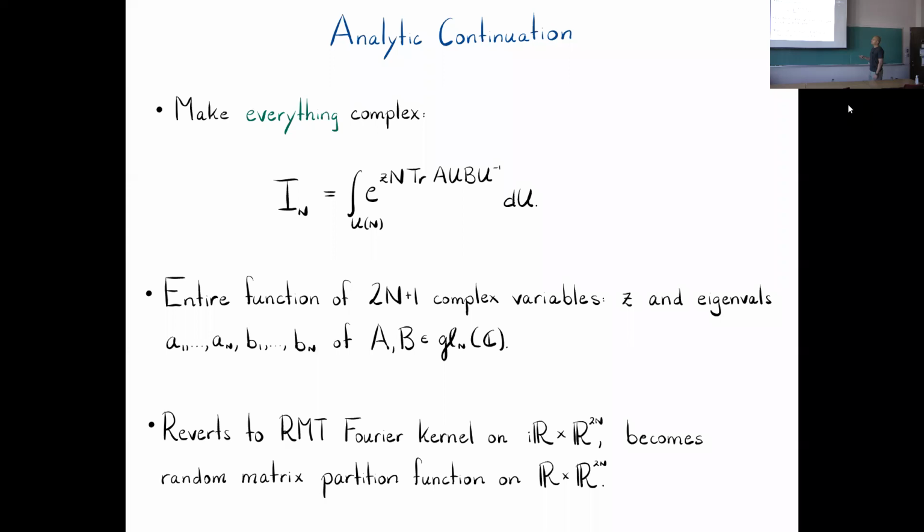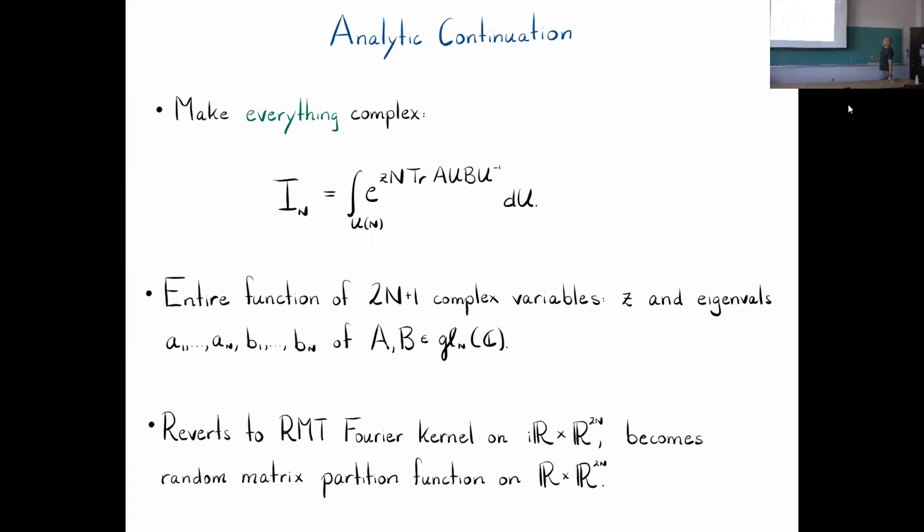Okay, and so this reverts to what I'm calling the RMT Fourier kernel. So it's a function on C^(2n+1). And if I look at imaginary numbers cross R^(2n), which is like the phase space of these eigenvalues, this... Sorry, the real part of z, is it 0? Or no, z is any complex number? Any complex number. So if I give you a holomorphic function and I integrate it over a compact set, you get a holomorphic function back.